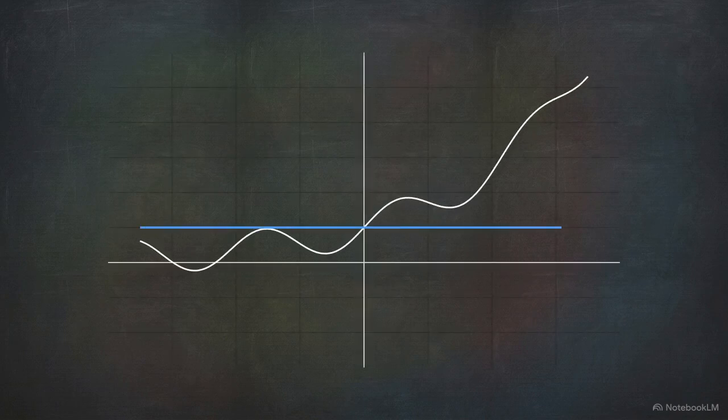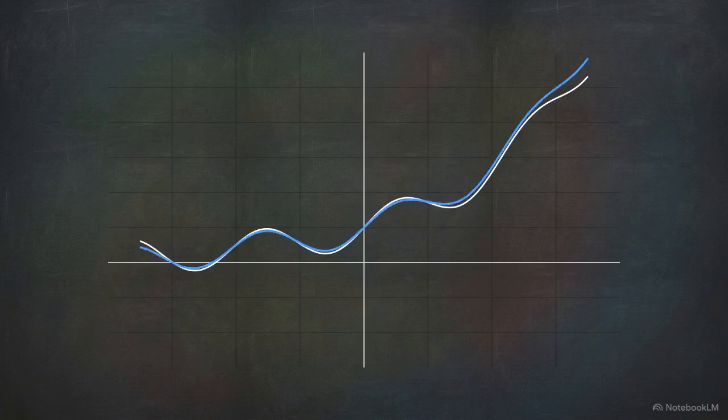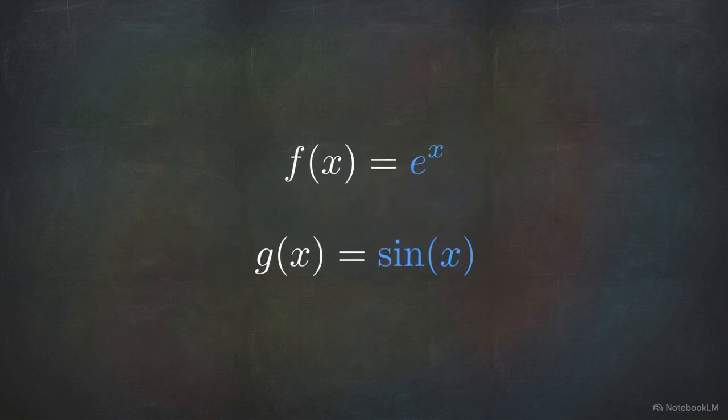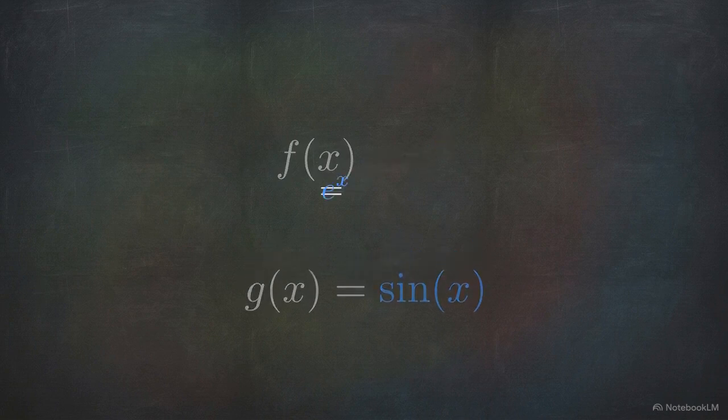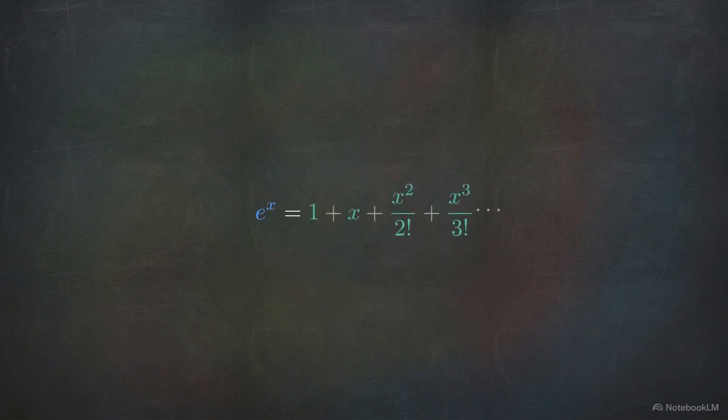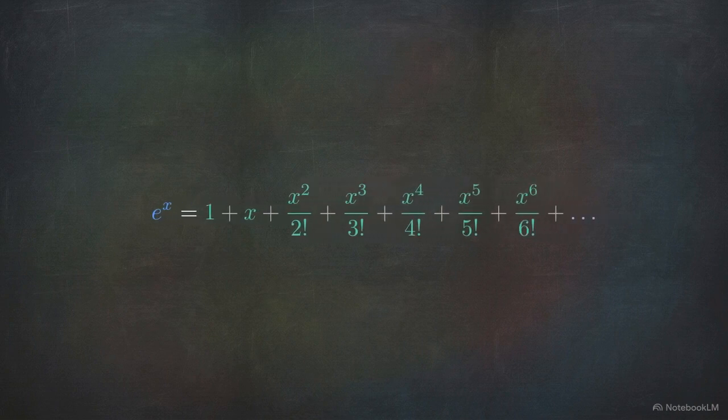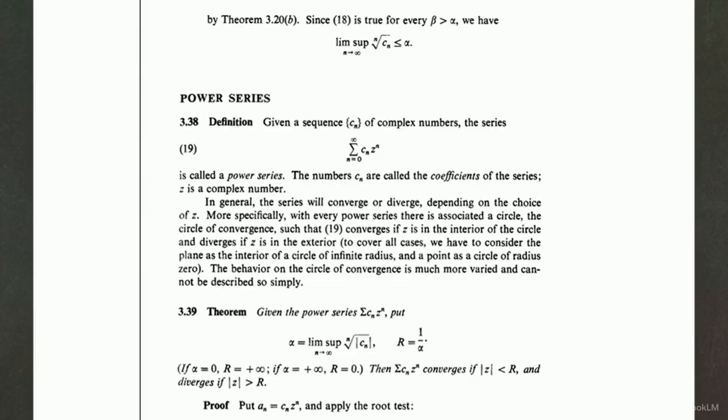How do we take a messy, complex curve and perfectly reconstruct it using simple algebra? The answer lies in infinite polynomials. When you type standard exponential or trigonometric functions into a computer, it evaluates an infinitely long polynomial to arrive at the correct value. This page from Rudin's text shows the formal definition of these structures, known as power series.